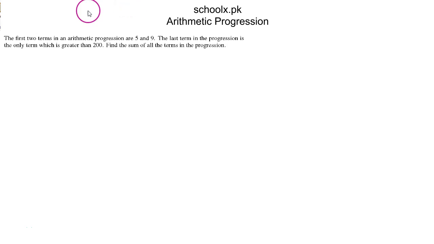Let's solve this question to give you a better understanding of arithmetic progression. Now in this question it says that the first two terms in an arithmetic progression are 5 and 9. The last term of the progression is the only term which is greater than 200. Find the sum of all the terms in the progression.